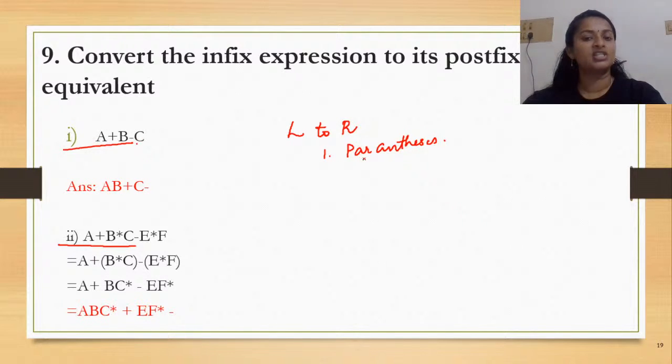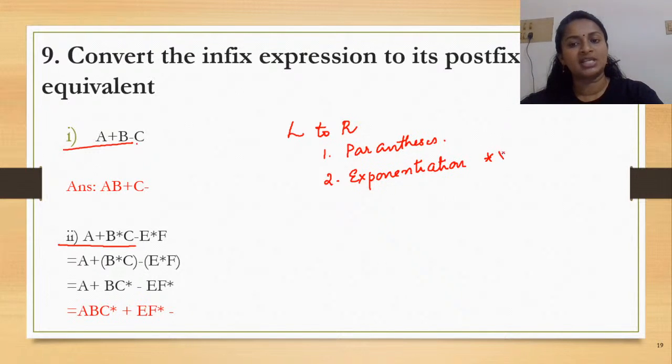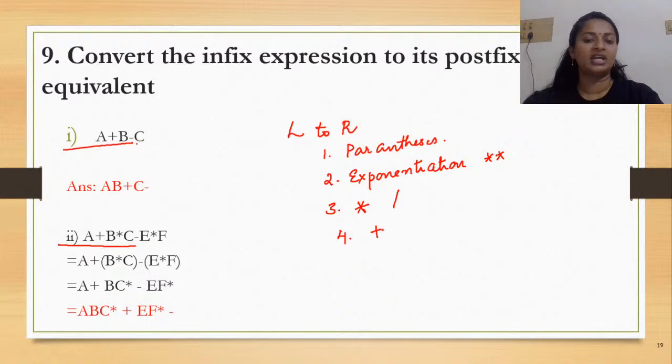So the first priority has to be given to parenthesis, second to exponentiation. Now, which is the symbol used for exponentiation? Exponentiation is asterisk asterisk, right? The third priority has to be given for multiplication and division, and the fourth priority for addition and subtraction. So the very first thing that you need to note is you need to travel the expression from left to right. So as you travel from left to right, okay, first you encounter plus, and then you encounter minus. You see that both of them have equal priority.